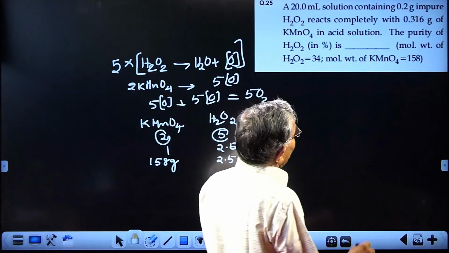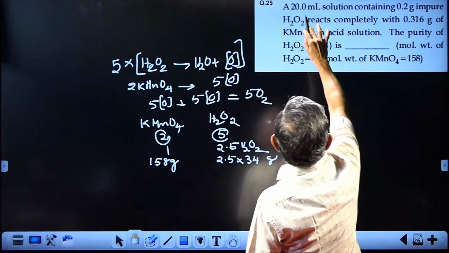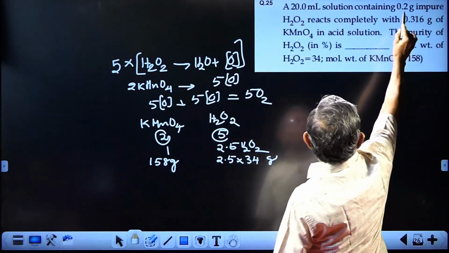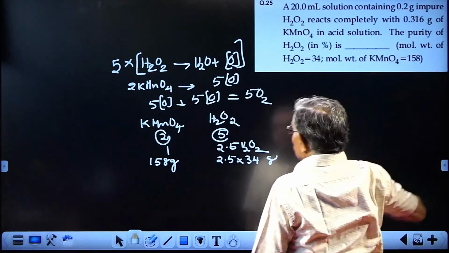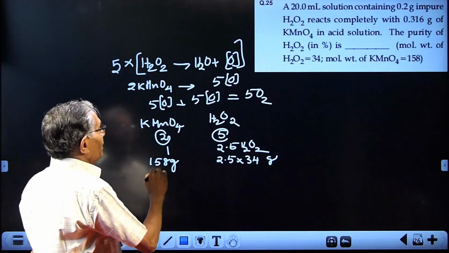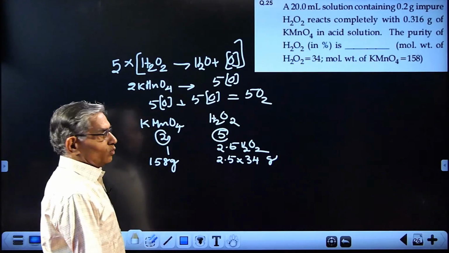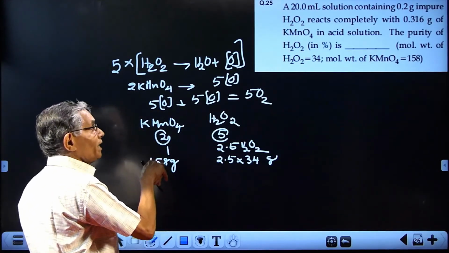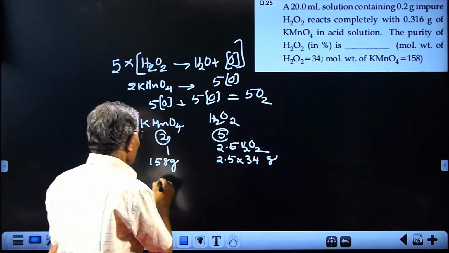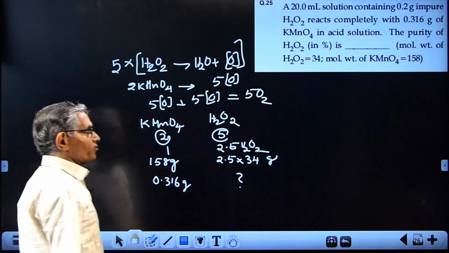But in this case, what is given is impure hydrogen peroxide. So, you cannot use it. 20 ml solution containing 0.2 gram impure. So, you cannot depend upon the 0.2 value, but the 0.316 is dependable. Here, 158 gram KMnO4 can react with 2.5 into 34 grams of H2O2, that is right. But the actual mass of KMnO4 utilized is only 0.316. So, if this is 0.316 gram, how much will be this hydrogen peroxide mass?